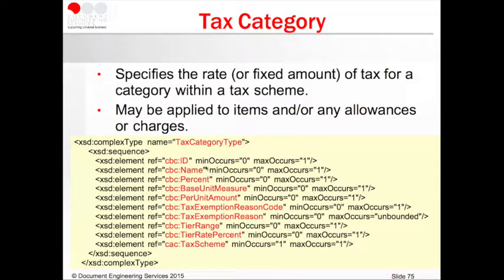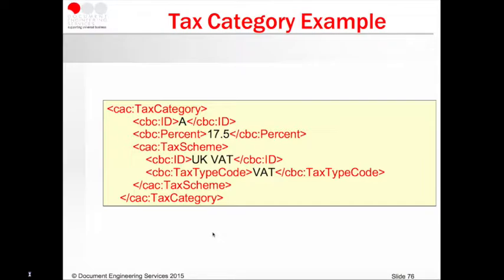And you'll see in this schema here that it references the tax scheme that it applies to. There is a percentage, a per unit or a base unit measure, again exemption reasons if there are any, and possibly a tier range. Here's an example of a tax category. UK VAT, category A, 17.5%.